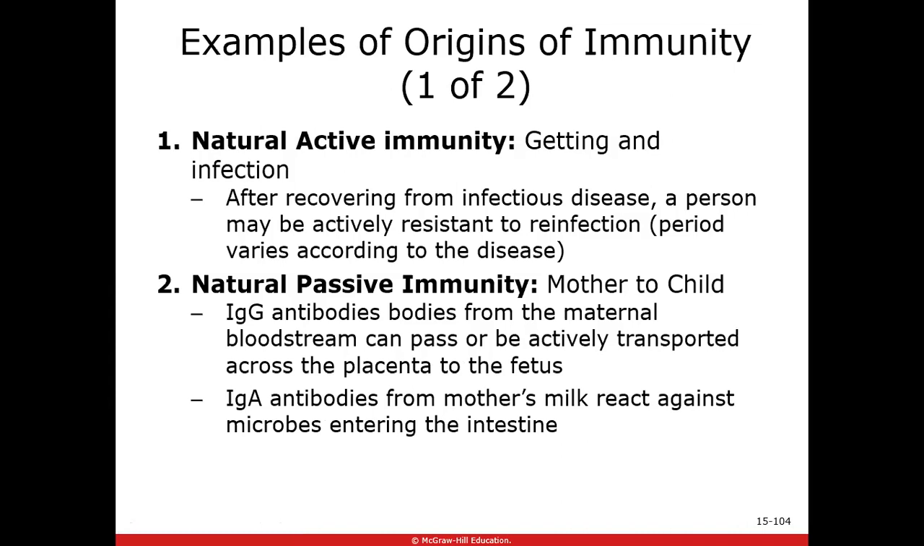Then you can have natural passive immunity. That's where mother to child, the IgG antibodies from the maternal bloodstream can travel or be actively transported across the placenta to the fetus. So know that IgG can travel, and that's an example of natural passive immunity. So IgA antibodies from the mother's milk reacts against microbes entering the intestine of the baby.